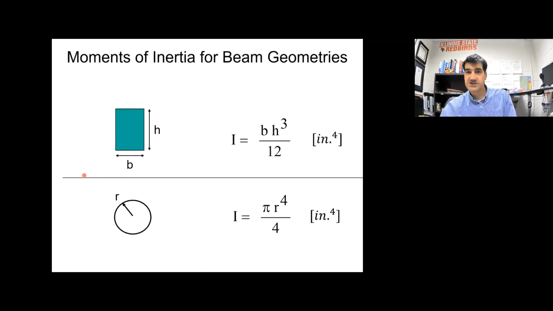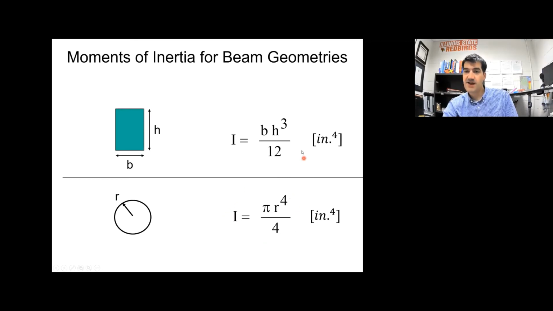Here are the equations for the moments of inertia. These are really all you're going to need for this class. These are the only two equations that you're going to need for moment of inertia. This is the equation for moment of inertia for a rectangular shaped beam. No matter if it's tall and skinny or flat and wide, it doesn't matter. You can use this formula. Any type of rectangular or prismatic shape, you can use this formula. And any type of round shape, you can use this formula.